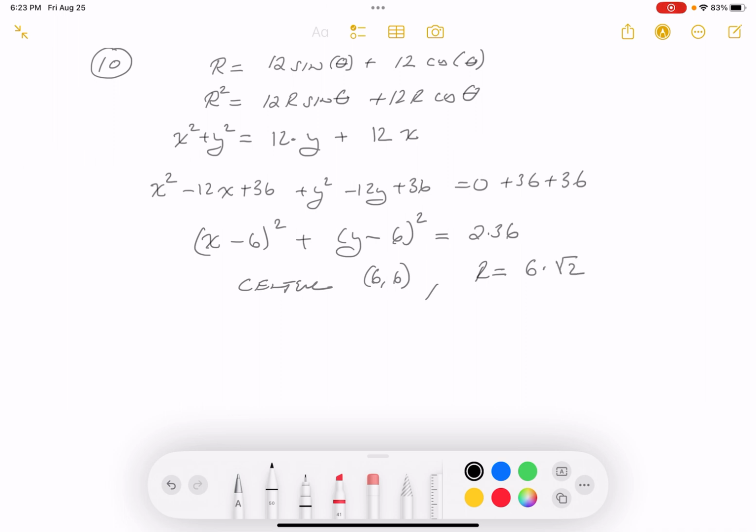I'm not great at drawing pictures over here, but I do want to get a sense of what this thing looks like. And let's see, center 6, 6. I'll just say it's right about here. The radius is bigger than 6. So I'm going to say, maybe something like this over here. And again, I'm really bad at drawing pictures.